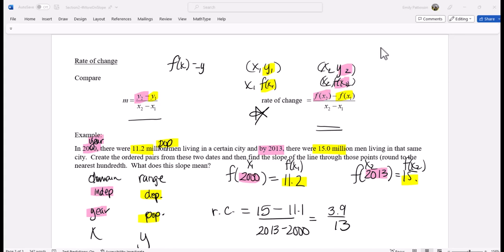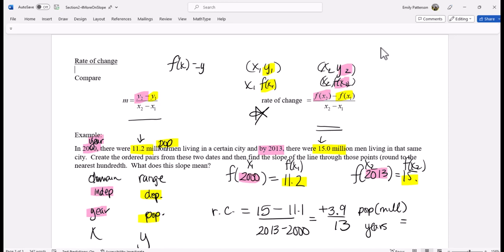But let's not forget what these values stood for. Remember, our f of x values are our population in millions, and the value on the bottom is years. So what we're saying is that we have a change of 3.9 million over 13 years, and this is positive, so it's going to be an increase. And of course, that's illustrated here. I went from 11.2 up to 15 million. So that is 3.9 million per 13 years.